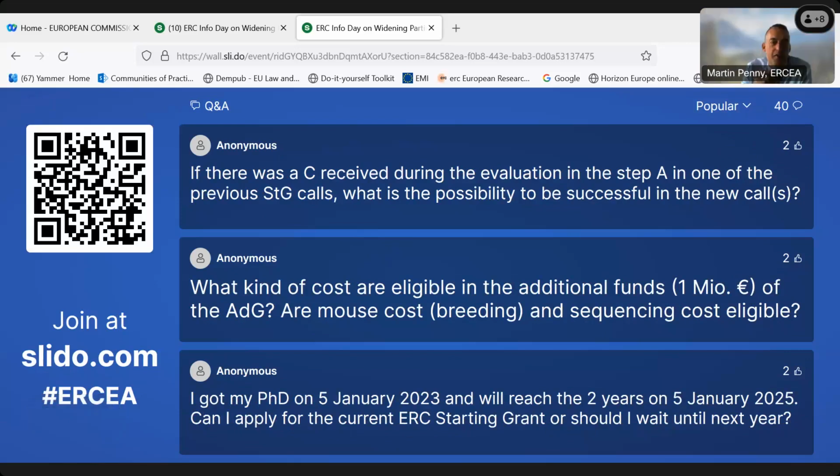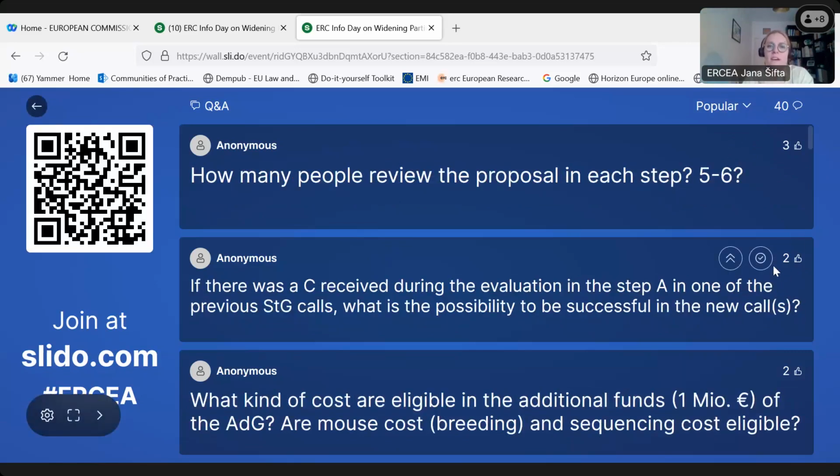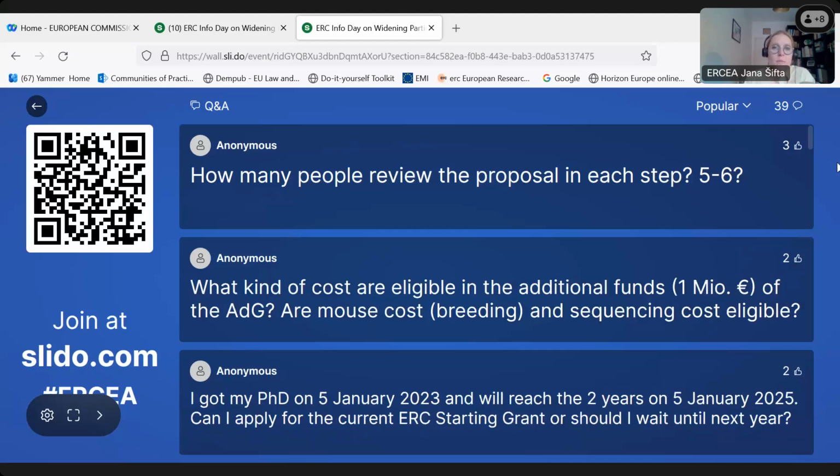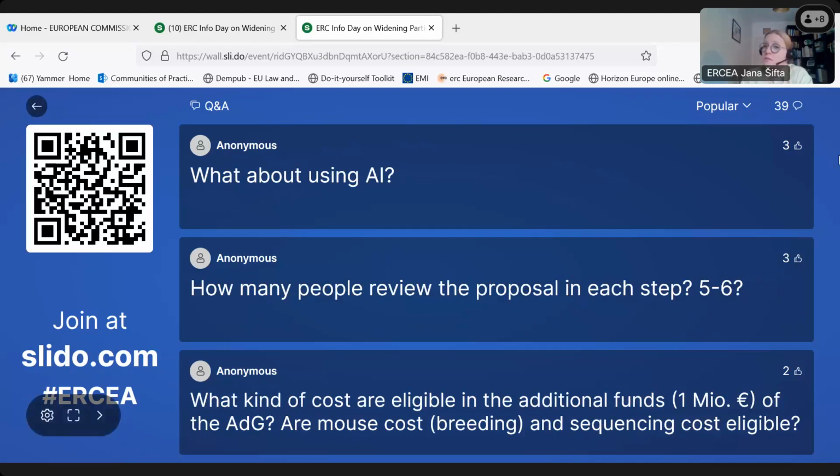Thank you. Jana, if a C was received during the evaluation in step 1 of the previous starting grant call, what's the possibility to be successful in future calls? There is always a possibility, because if you got C, you will receive the feedback first and you can use this feedback. And second, if you get C, it means the panel felt that you need a bit more time to revise your proposal. So that's why you cannot reapply immediately. You have enough time to rewrite it, to think about it, or to start from scratch. But of course, you can be very successful in next calls because the panel will be different. You can make all the adjustments. So yes, I would highly recommend to resubmit.